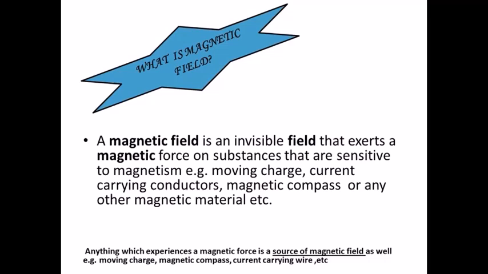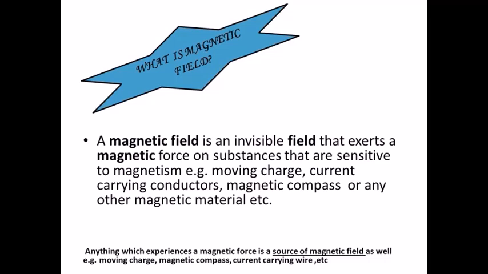But how can we sense that there is a magnetic field around a current carrying wire? We can sense the effect of the magnetic field. And in the Ørsted experiment, the invisible magnetic field of the current carrying wire exerted a force sufficient enough to produce deflection in the compass.